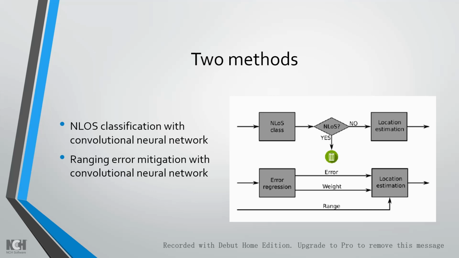Another method is ranging error mitigation using a convolutional neural network. For each anchor point, the neural network is trained to compute the error and weights. The error is subtracted from the results, and the weights are used in the localization estimation.